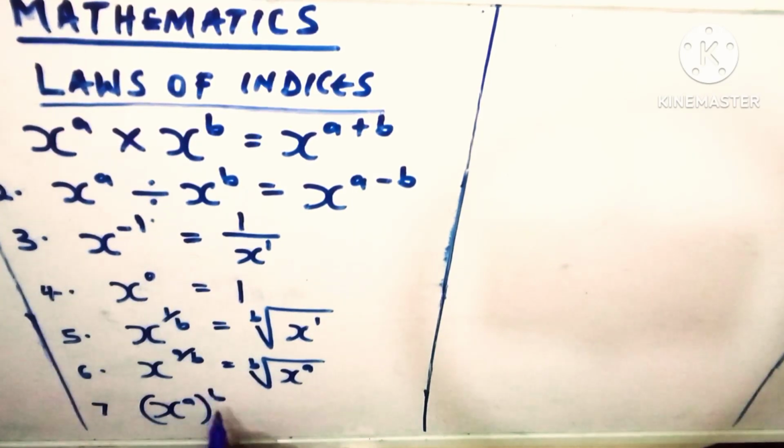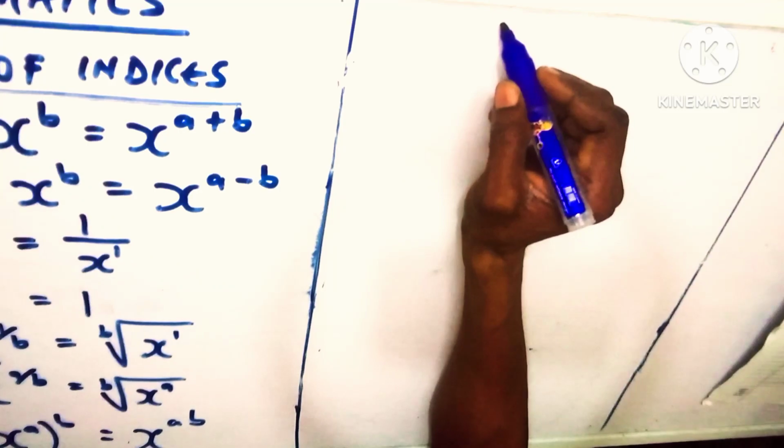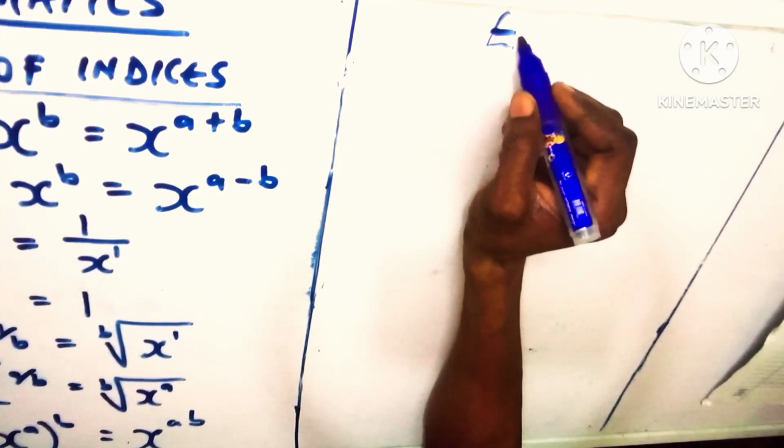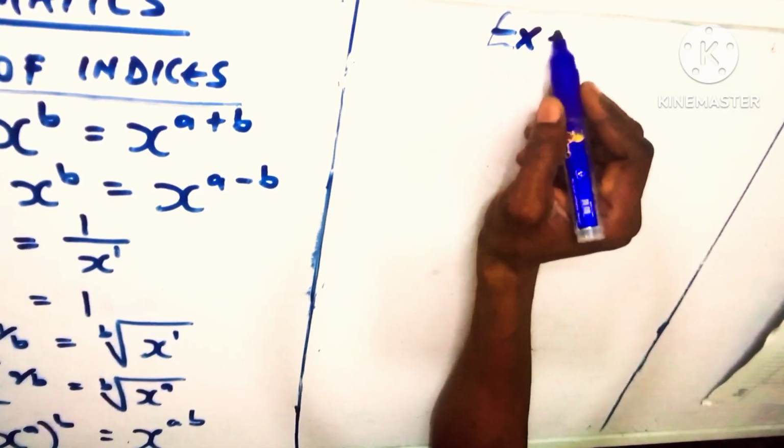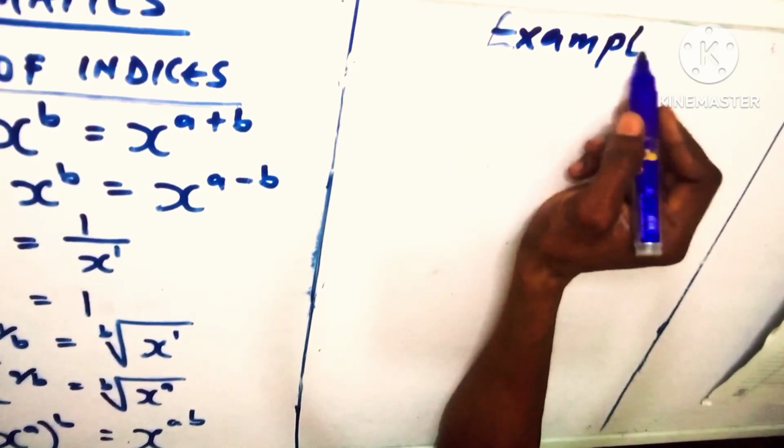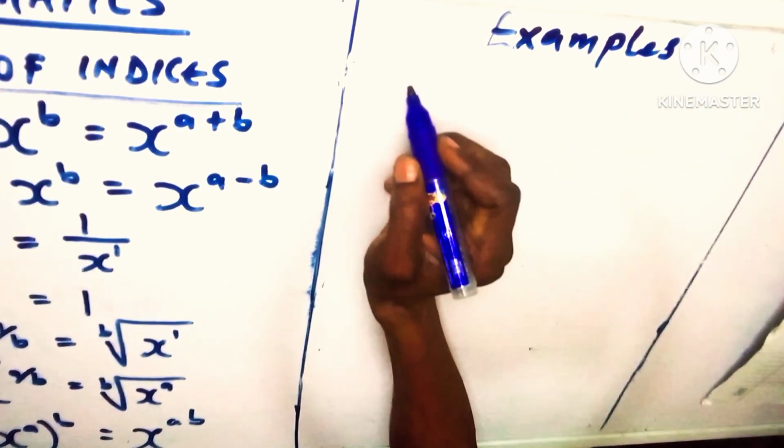Law 7 is power rule. (x^a)^b equals x^(ab). Use a to multiply the b, and that will give you x^(ab). Let's consider some examples. Remember, the laws are arranged in no order.